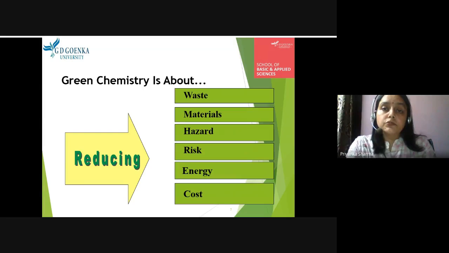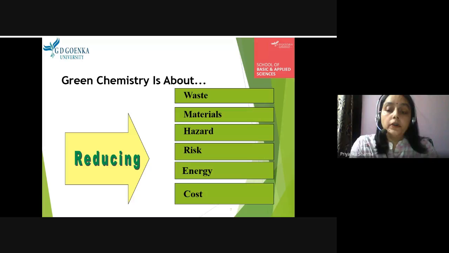The material use has to be reduced. That means we should try to get 100% of the product from the reactant. Then reducing the hazard: if any transformation is giving you toxic material that is harmful to the environment and ultimately to the human being, then we have to reduce the risk of the formation of the hazard. If some leakage occurs during the transformation, that also has to be reduced. The amount of energy we use from non-renewable resources also has to be reduced. And whatever synthesis or transformation we carry out, the cost of that process should be reduced.